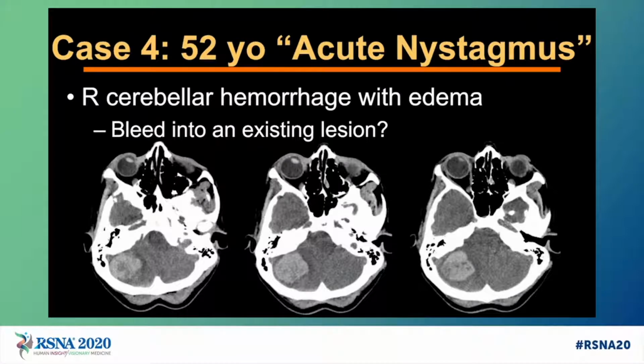Case 4 is a patient who presented with acute nystagmus. And the first thing we see is a right cerebellar hematoma. But when we look a little closer, we'll see that there's edema surrounding the hematoma. So we start thinking about the possibility of hemorrhage into a pre-existing lesion.